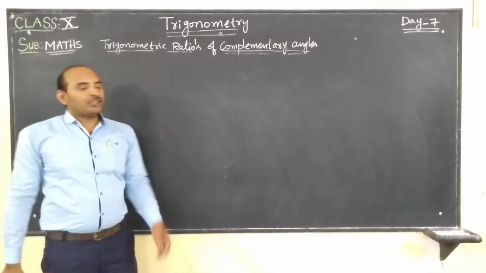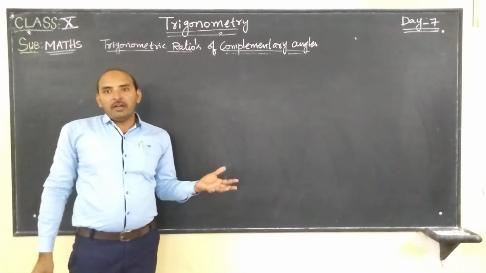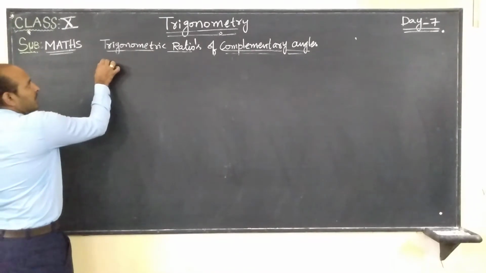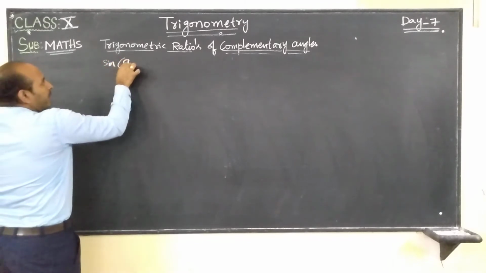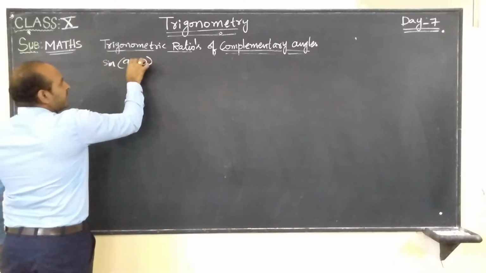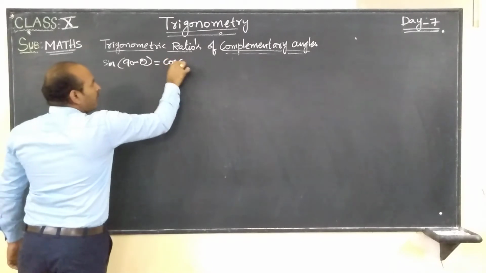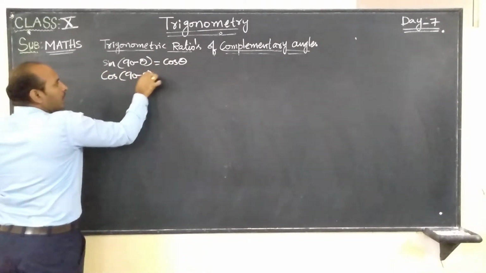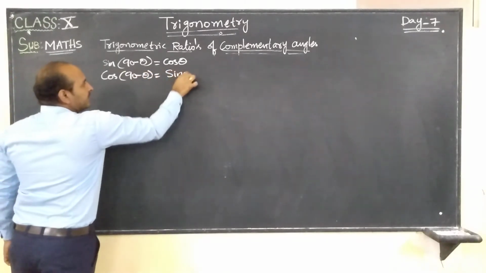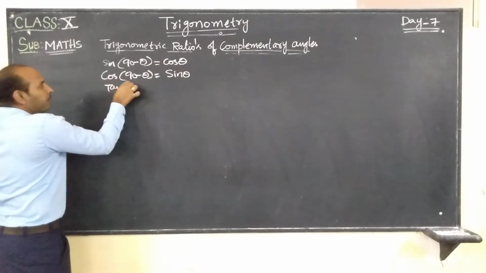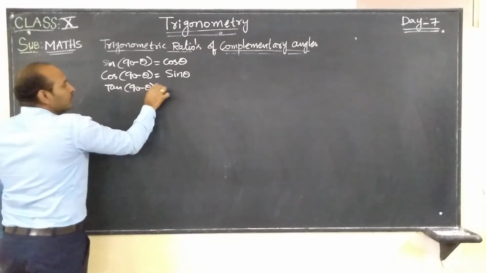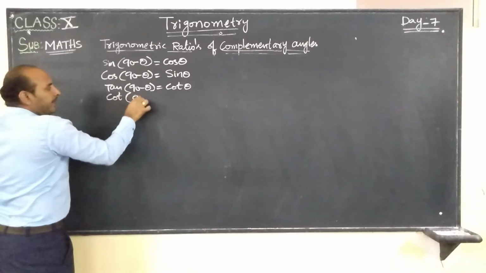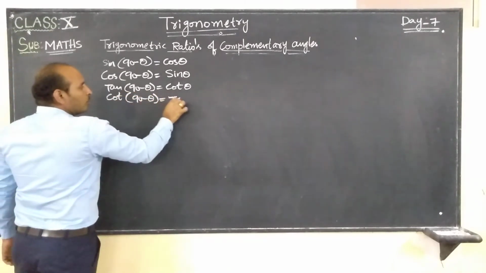Based on the right angle triangle, we have some formulas for complementary angles. Sine of 90 minus theta is equal to cos theta. Cos of 90 minus theta is sin theta. Tan of 90 minus theta is equal to cot theta. Cot of 90 minus theta is equal to tan theta.